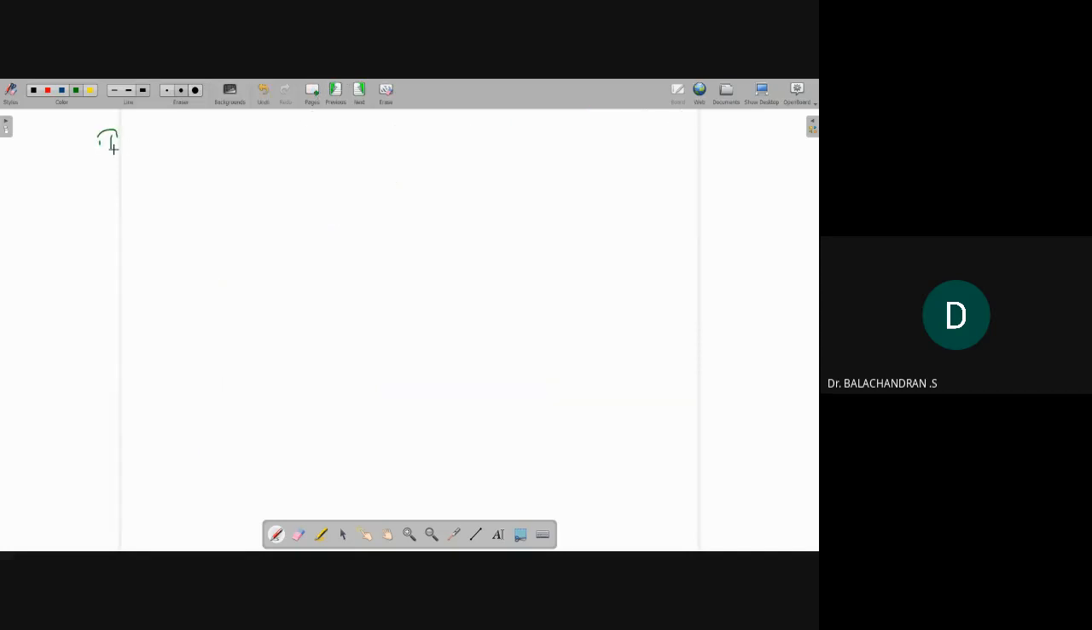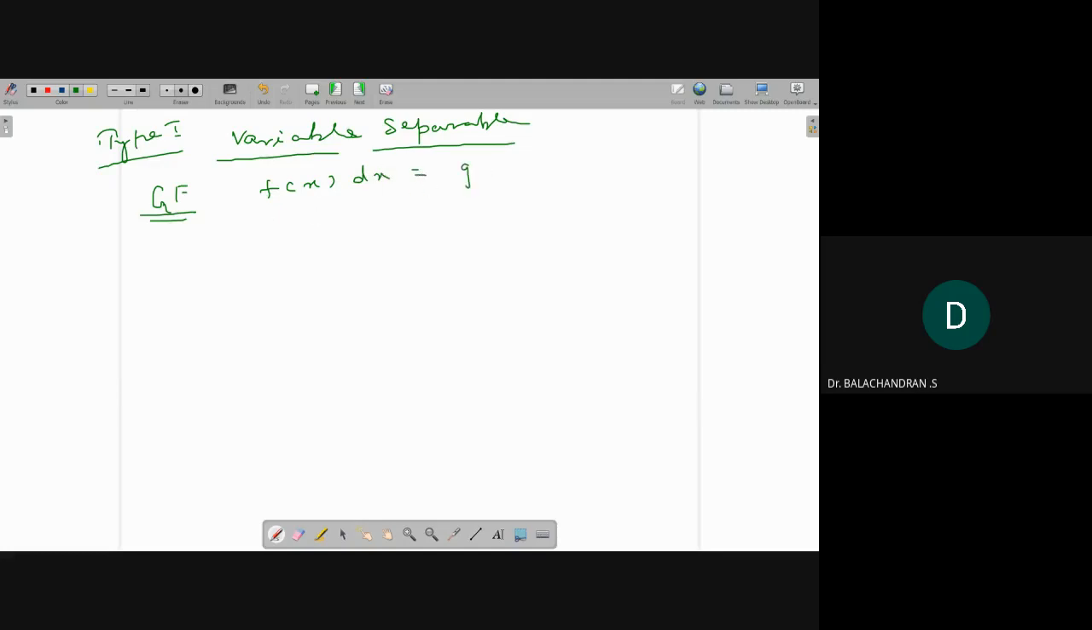So type 1. Variable separable method. I think you studied this one in plus two level. The general form is f of x dx, x one side, y other side, g of y dy. Then the solution of this one is, you should integrate on both sides. Okay, there is no need to solve this one.